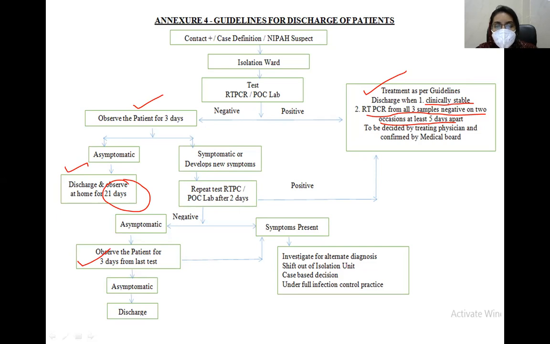If symptoms persist, investigate for alternate diagnosis, shift out of isolation ward, case-based decisions should be taken, and full infection control practices should be undertaken. So these are about the discharge guidelines. So in this session, I have discussed in short about what exactly is a suspect, probable case, confirmed case, etc. What are the investigations, and what is the treatment approach in a nutshell.